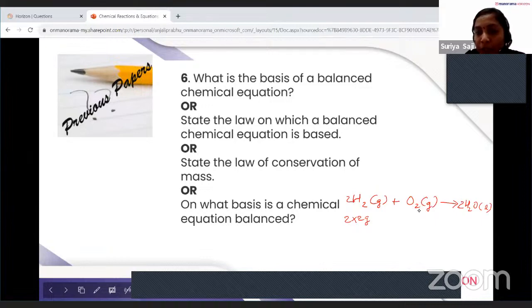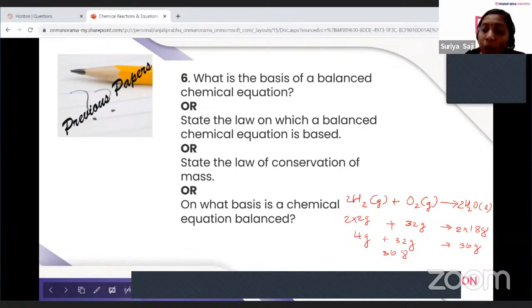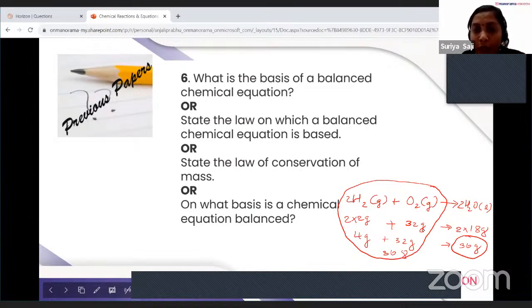Similarly, checking oxygen, it is 32 gram. So 4 gram here plus 32 gram. For 1 molecule of water, it is 18 gram. Here it is 2, so 2 into 18 means 36 gram of water. Here also 32 plus 4 is 36 gram. So the total mass of reactants is 36 gram and the total mass of product is also 36 gram. So we can say that the law of conservation of mass is obeyed.